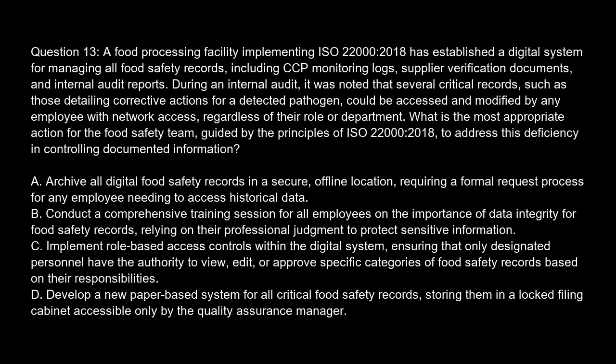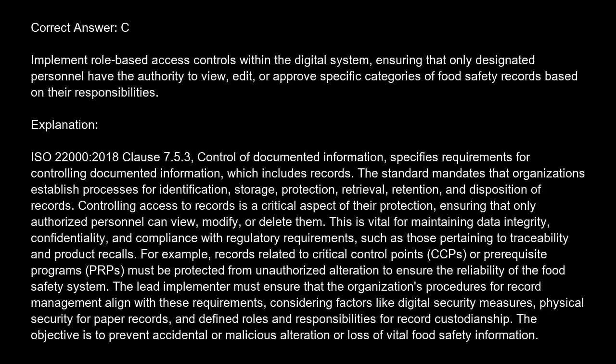Option C. Implement role-based access controls within the digital system, ensuring that only designated personnel have the authority to view, edit, or approve specific categories of food safety records based on their responsibilities. Option D. Develop a new paper-based system for all critical food safety records, storing them in a locked filing cabinet accessible only by the quality assurance manager. Correct answer is C. Implement role-based access controls within the digital system, ensuring that only designated personnel have the authority to view, edit, or approve specific categories of food safety records based on their responsibilities.